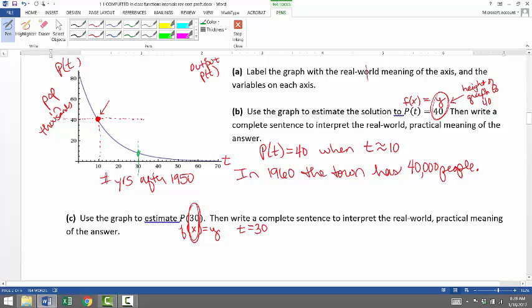I see it intersects my graph around here. And I'm going to estimate the height of the graph at that time. Just going to take that right on over. It looks like it happens at about 10. So it looks like P of 30 is approximately 10. So 30 years after 1950, that'd be in 1980. And 10 is the number of people in town in thousands, so 10,000 people. So in 1980, there are 10,000 people in town.